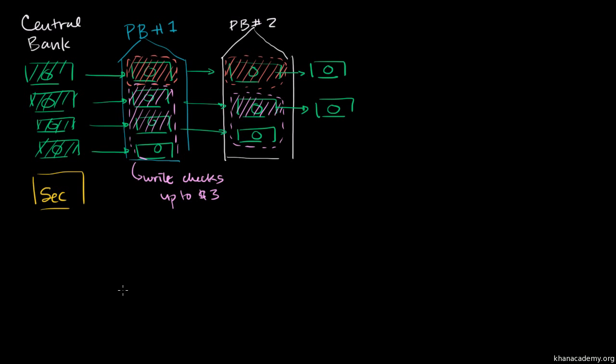And notice, the original $4 are still there. 1, 2, 3, 4. Now, just to be clear, this person right over here can write checks up to $3, and this person right over here could write checks, let me do that same checking account color, up to $2. Now let's think about the different forms of money there are here.